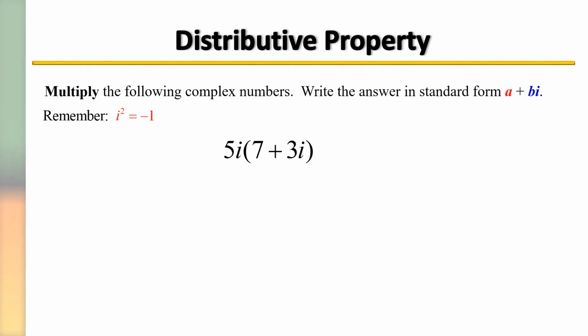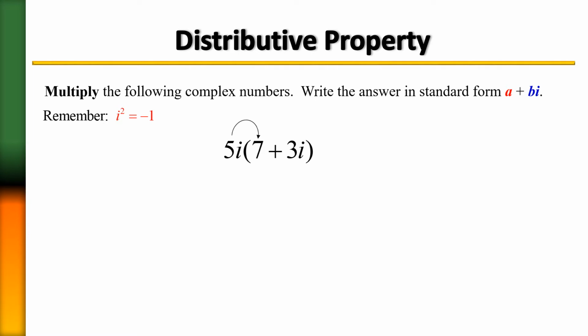Numbers using the distributive property. And distributive property is simply when you have a term on the outside of a parentheses that you have to multiply that term with both terms that are on the inside. So let's start. 5i times 7 equals 35i.